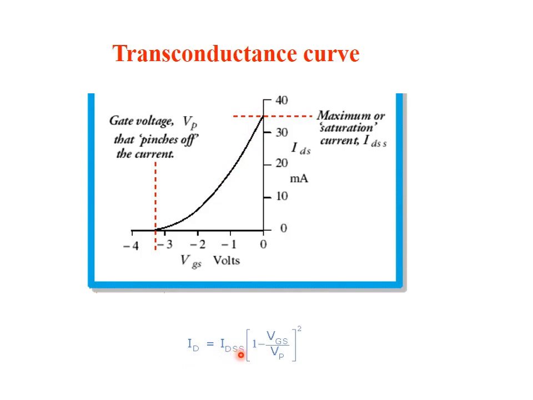ID equals IDSS times (1 minus VGS over VP) all to the square. Because of this square here, this equation is often called the square law device. So the FET transistor, because of this square feature, is often called a square law device. So the square of the quantity produces a nonlinear curve.